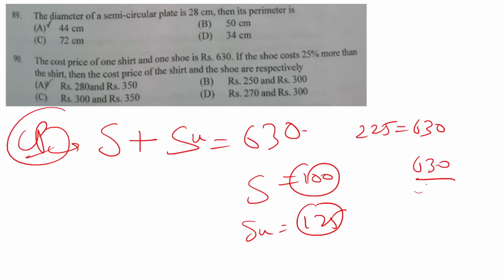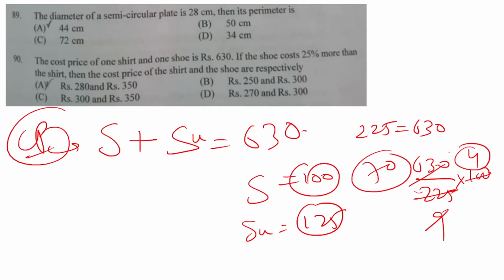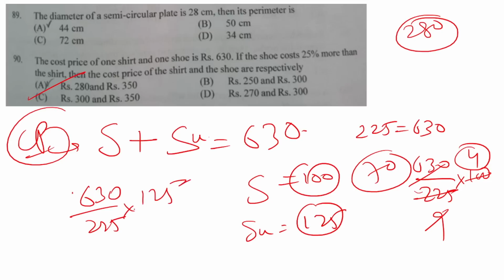So 225 into 100, and 25 cancel: 25 nines are 225, 4s are 630 by 9, which is 70. So 70 into 4 is 280. Yeah, option A is 280, so the answer will be option number A. Let's check it also: 225 value is 630, so the value of 125, for the shoe, is 630 by 225 into 125. 25 cancels, 9 and 5, 630 by 9 is 70, so 70 into 5 is 350.